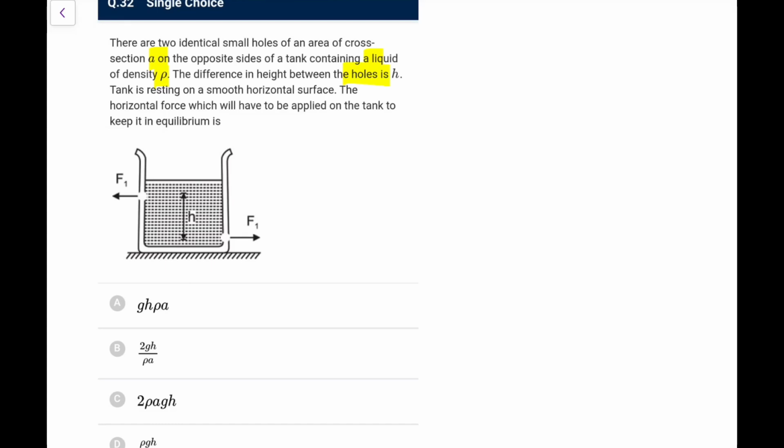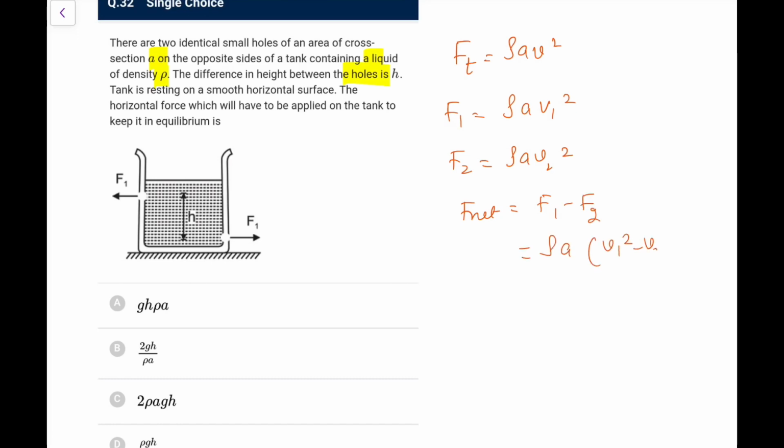So it's a standard case: whenever the liquid moves, it exerts a thrust force which is equal to rho a v square. Here, because liquid is going out, the first force F1 would be exerted backwards, equal to rho a v1 square. From the second, it would be in the opposite direction, rho a v2 square. So the net force acting would be F1 minus F2, because F1 is more, so that is rho a (v1 square minus v2 square).